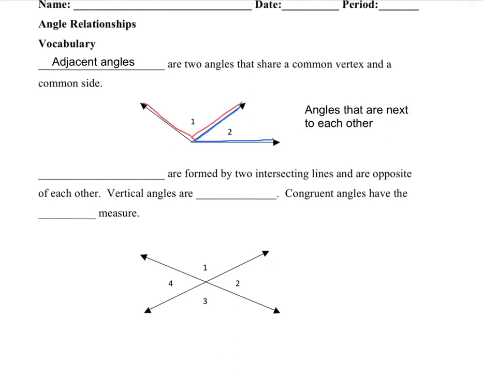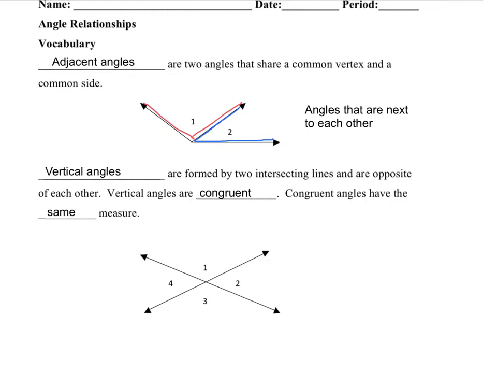Let's look at our next vocabulary term that we need to know. Vertical angles are formed by two intersecting lines and are opposite of each other. Vertical angles are congruent. And that means that congruent angles have the same measure. So congruent is used in geometry, and congruent means equal.